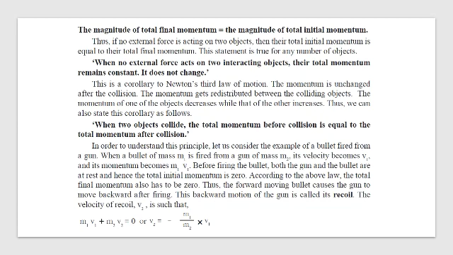They have given you the concept for firing a bullet from a gun. When a bullet of mass m1 is fired from a gun of mass m2, its velocity becomes v1. Its momentum will be m1 v1. Before firing the bullet, both the gun and the bullet are at rest, hence their initial momentum is 0. According to the above law, the final momentum m1 v1 plus m2 v2 is equal to 0. Right? So, the backward motion of the gun is called a recoil.